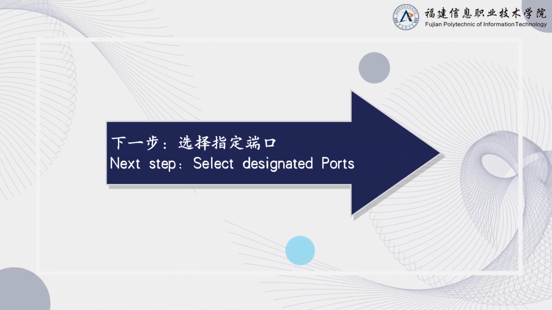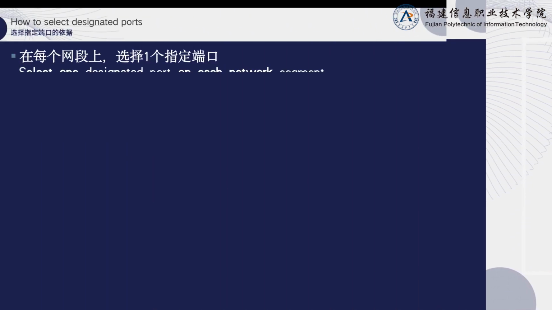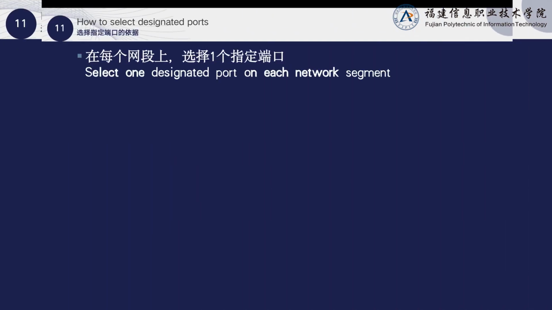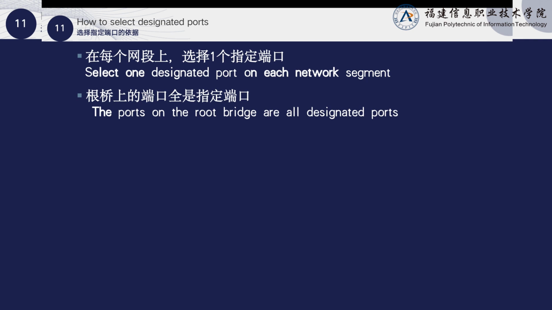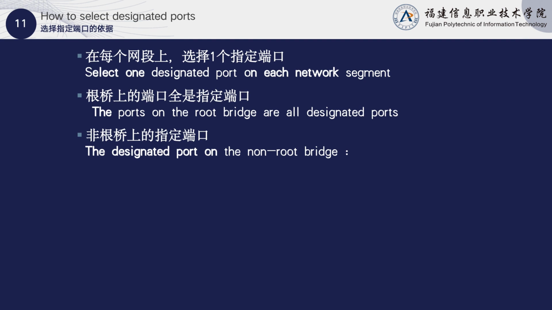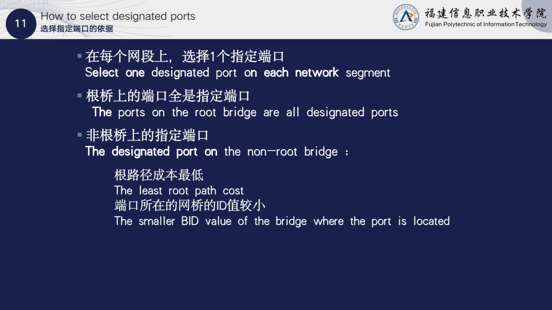Next, we are going to select designated ports. We select one designated port on each network segment. The ports on the root bridge are all designated ports, and on the non-root bridge, we select it based on: 1. The least root path cost. 2. The smaller BID value of the bridge where the port is located. 3. The smaller port ID value.